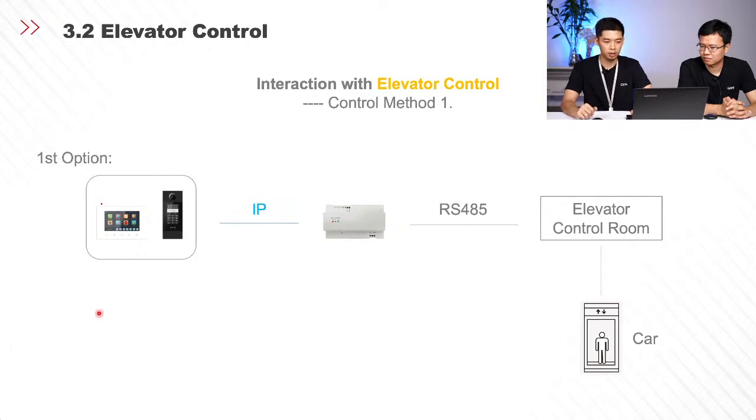So this is how it works. In this case, no matter how many elevator cars are in your building, maybe two or three in the same building, it doesn't matter, because we control the brain of the whole system. We don't need to worry about how many lift cars we are talking about.